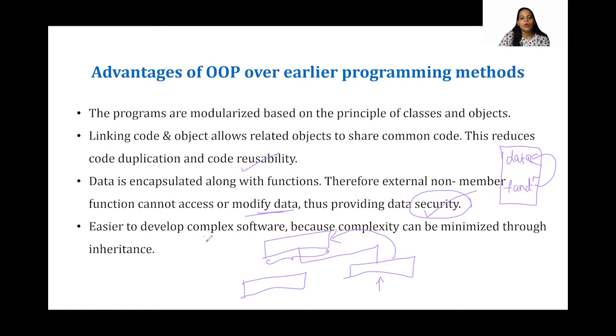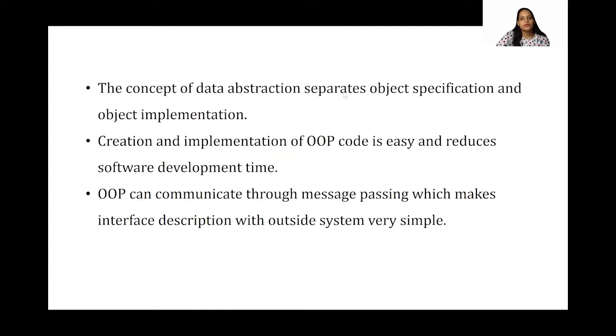So we can develop complex software using object-oriented programming. What are the other advantages? The concept of data abstraction separates object specification and object implementation. With data abstraction, like we discussed in the last session, we are not going to show all the details, but only what is required, right?